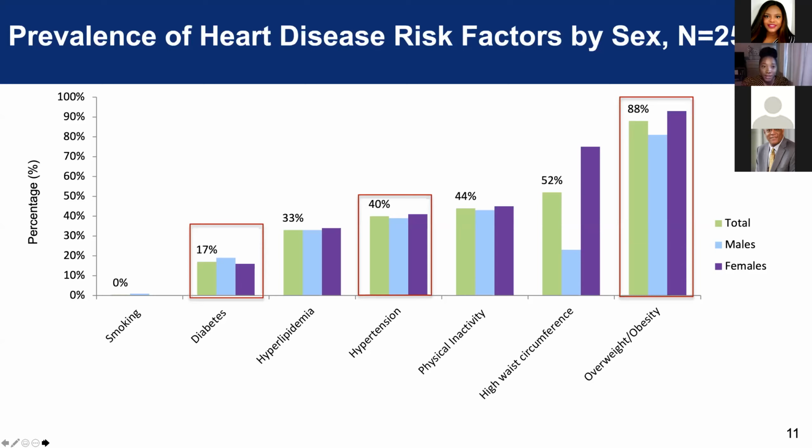About 40% had hypertension and 17% had diabetes. So we actually measured blood pressure. We used a point of care testing system to measure fasting blood glucose. We also measured cholesterol. So these three risk factors were highly prevalent in this population.